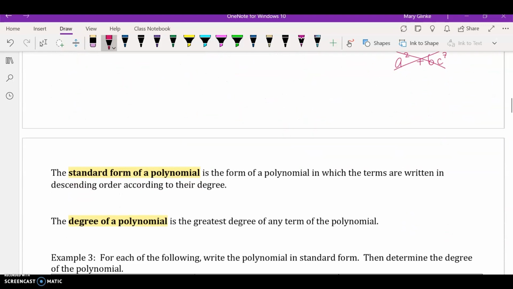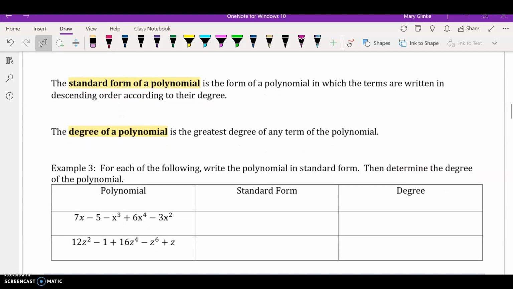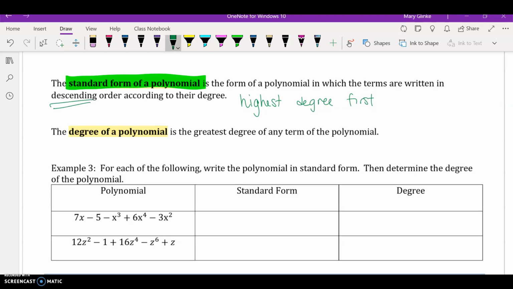If we have more than one term, we need to know how to write things in standard form. So standard form here means you have the highest degree first, and then you go in descending order.